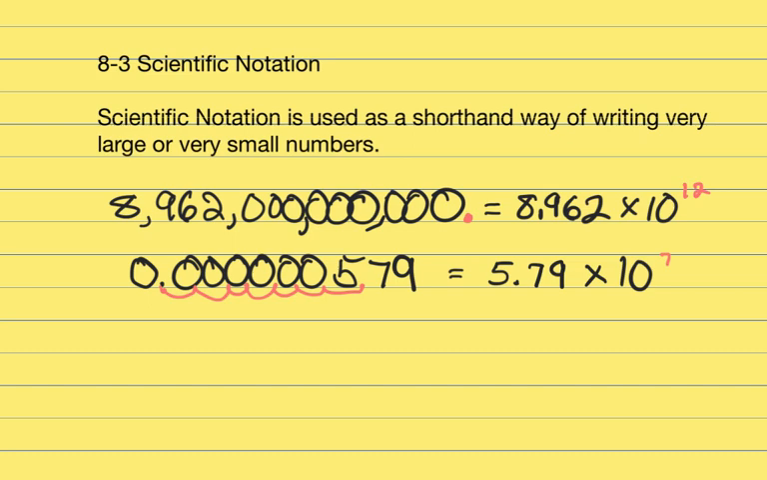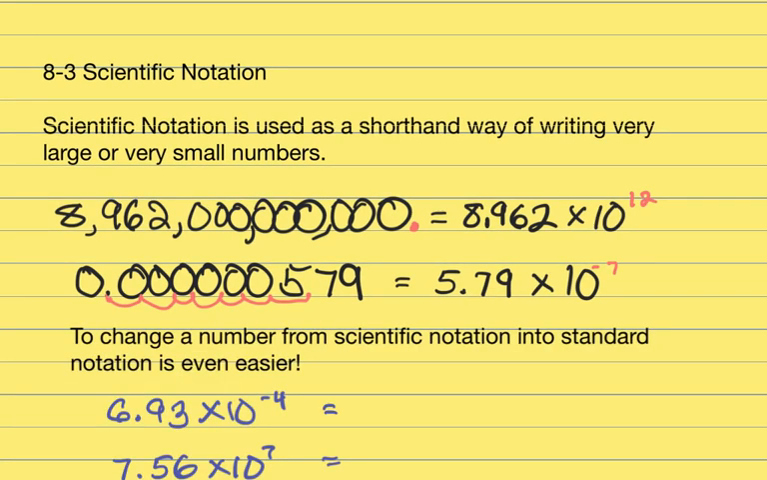But this time, because this is a very small number, I will put a -7. So very small numbers get a negative exponent, and very large numbers get a positive exponent. So that's how you take a number and convert it from standard notation into scientific notation.